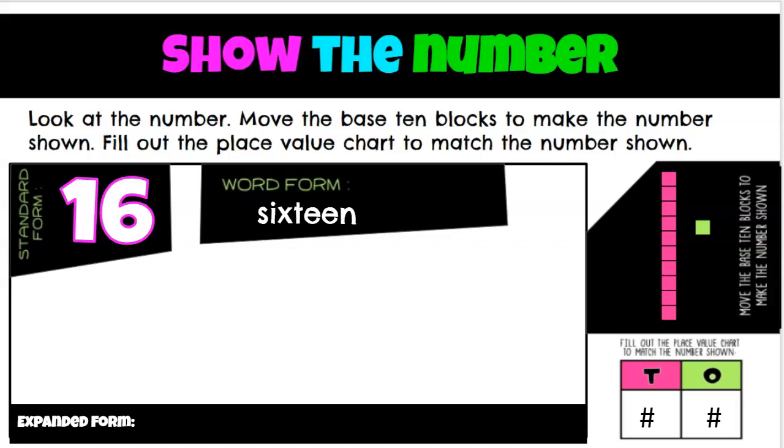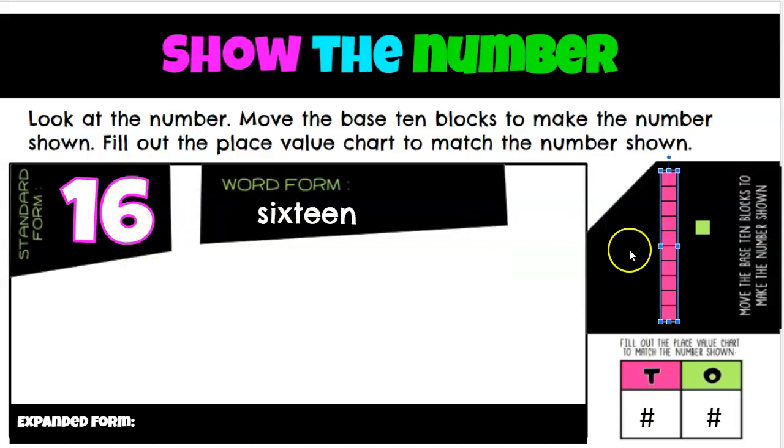Look at the number. Move the base 10 blocks to make the number shown. Fill out the place value chart to match the number as shown. So here, the number in standard form is 16, and in word form it is sixteen. So now we're going to represent it using base 10 blocks.